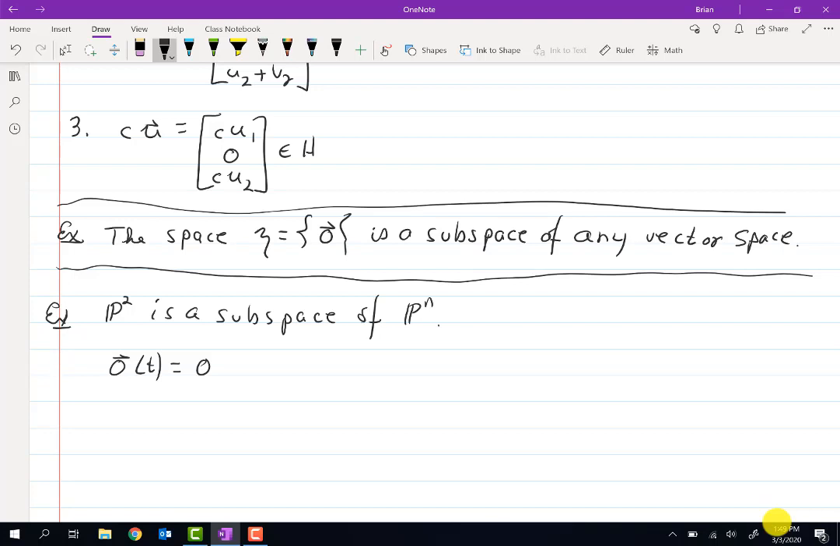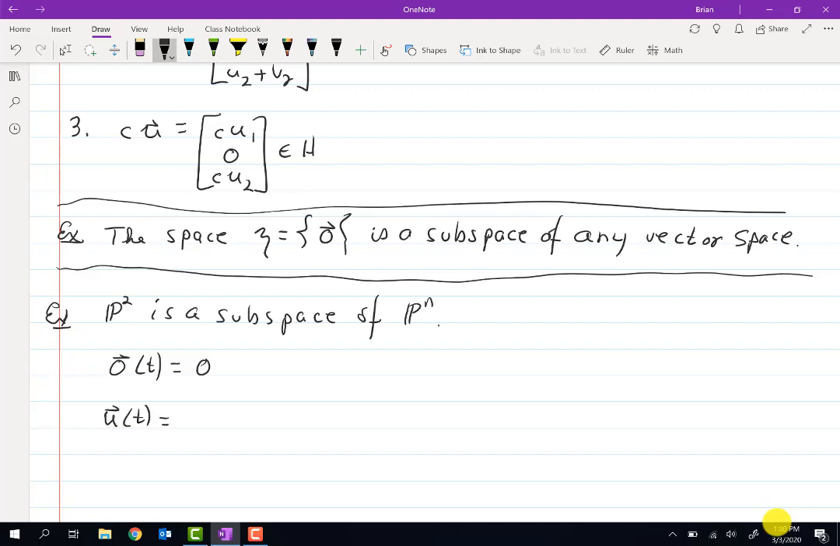We just said that P to the n is all the polynomials of degree less than or equal to n with the addition of the 0 vector. I don't know if that was clear, but I'm trying to make that clear now. So 0 is in P to the n no matter what n is. So that's given already.